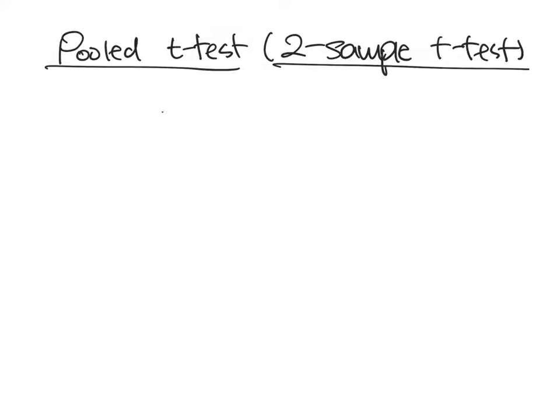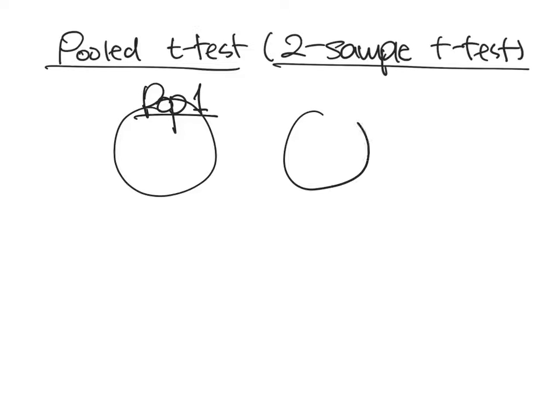So now we have two populations. Here's population number 1, and this one is population number 2. And basically, we want to compare the two population means. Before, in the one-sample t-test, we had only one population mean, so we compared to an initial setting value. But now we just compare the two groups, the two populations.